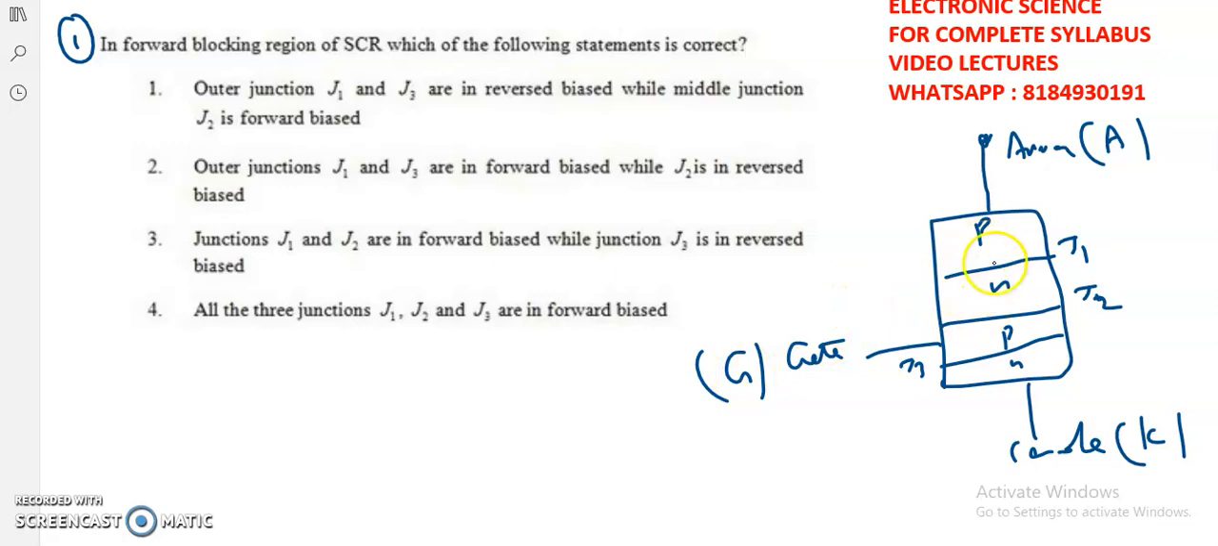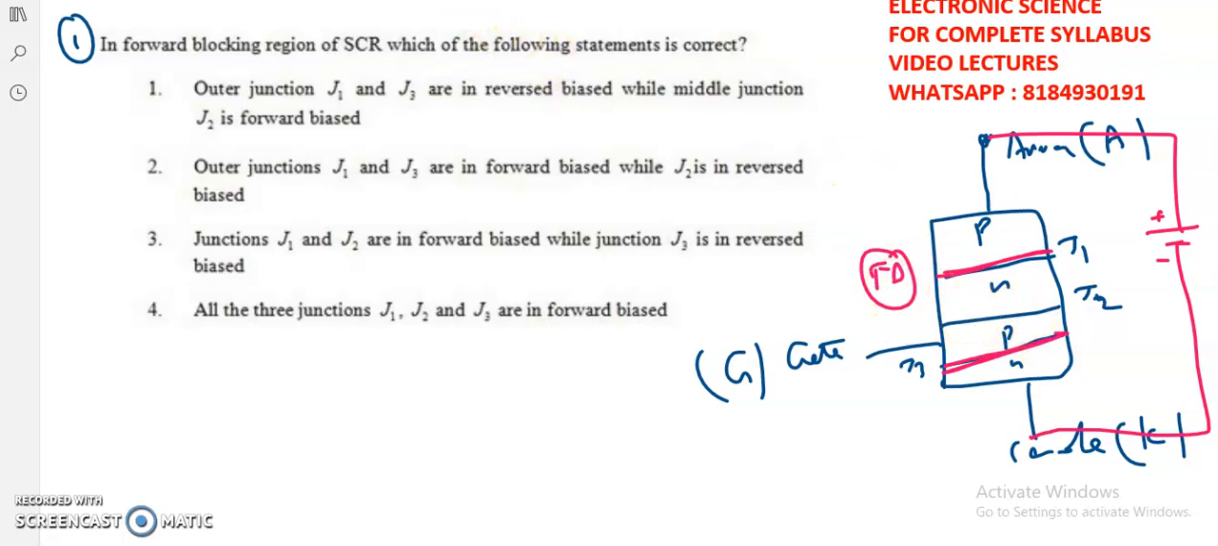Fine. So here there are a total of 3 junctions. Out of these, if we give some potential difference like this, that means the positive terminal of the battery is connected to the P type, the anode of the SCR, and the negative terminal of the battery is connected to the cathode of the SCR. Due to this connection, the junctions J1 and J3 will both be forward biased, and the junction J2 remains in the reverse bias condition in the initial state.